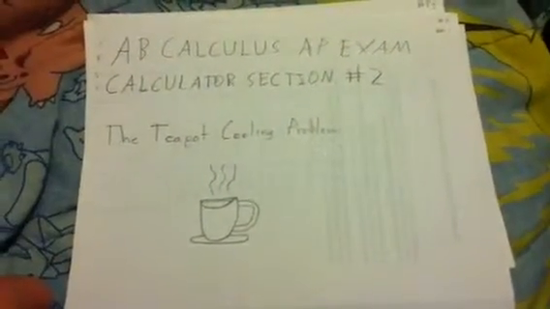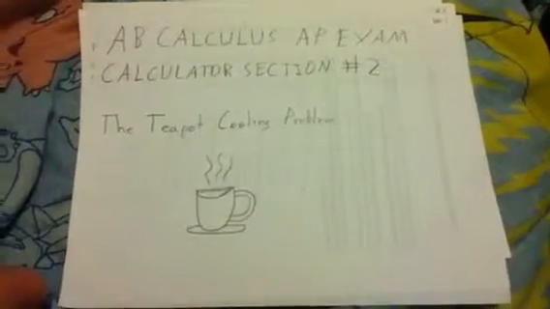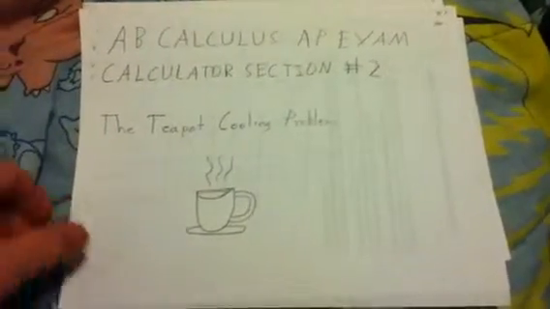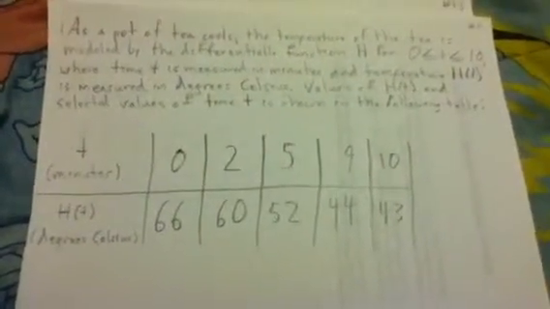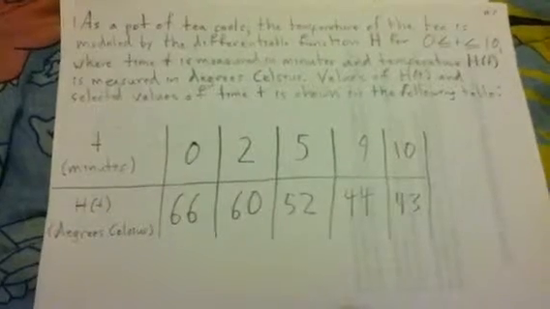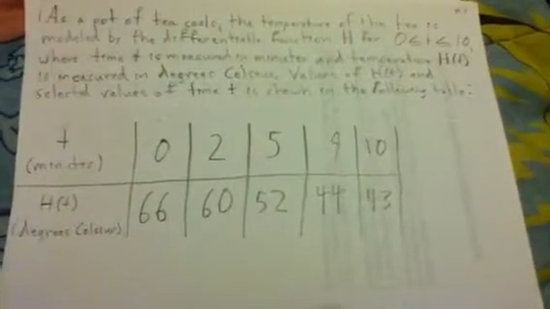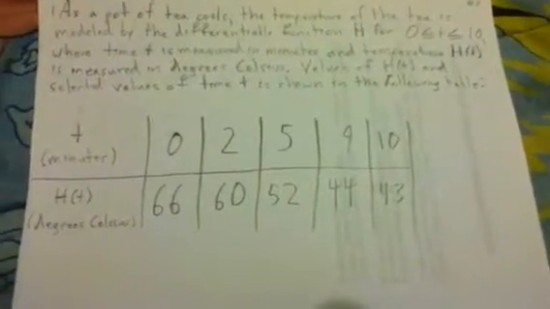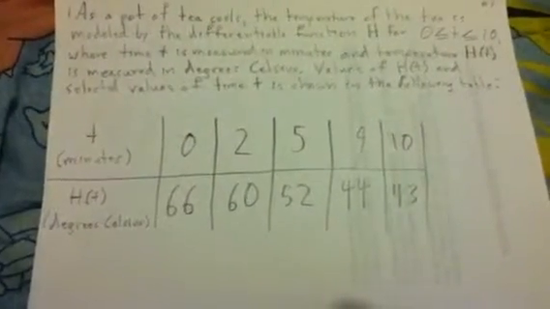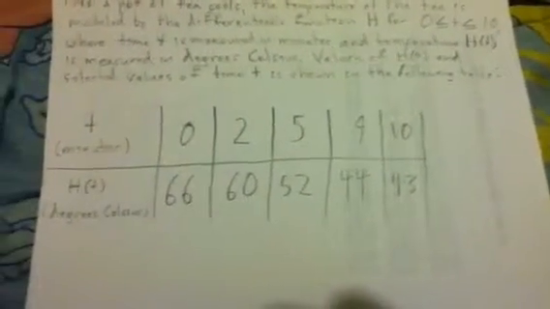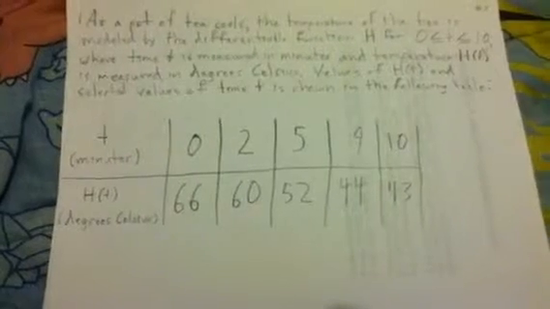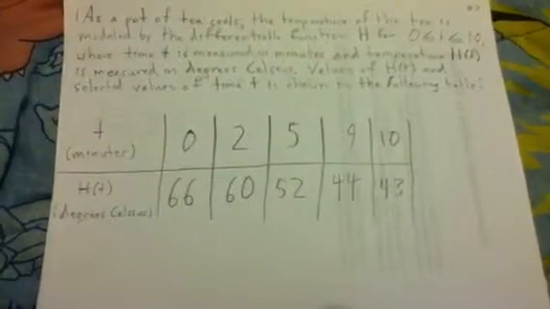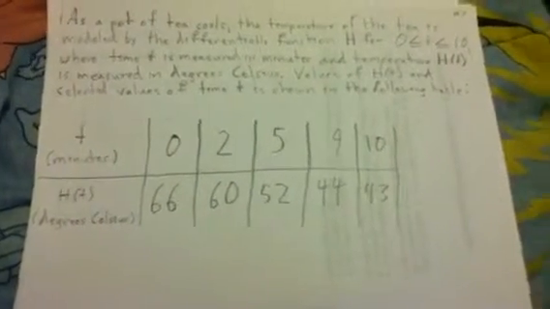Okay, here we have the AB Calculus AP exam, calculator section, problem number 2, the teapot cooling problem. Here's the question. As a pot of tea cools, the temperature of the tea is modeled by the differentiable function h, where 0 ≤ t ≤ 10, time t is measured in minutes, and temperature h(t) is measured in degrees Celsius. Values of h(t) at selected values of time t are shown in the following table.